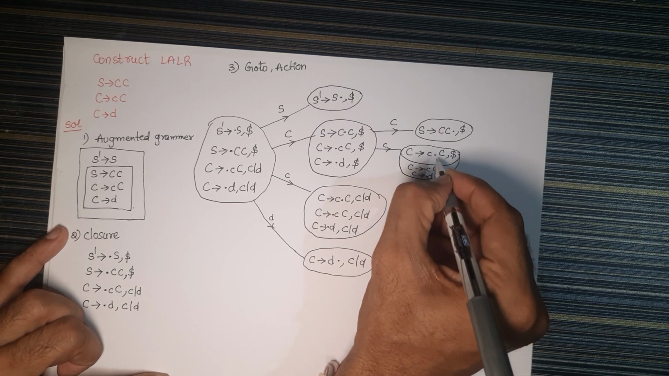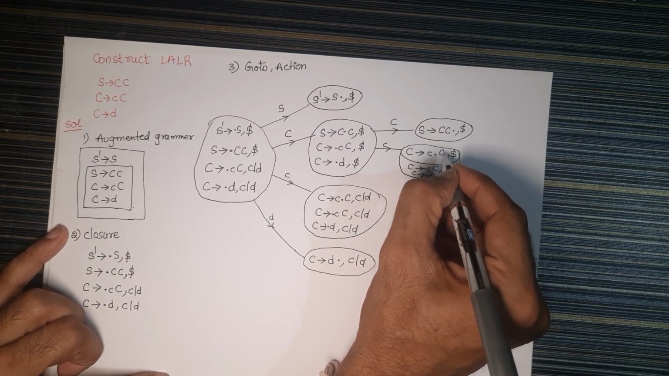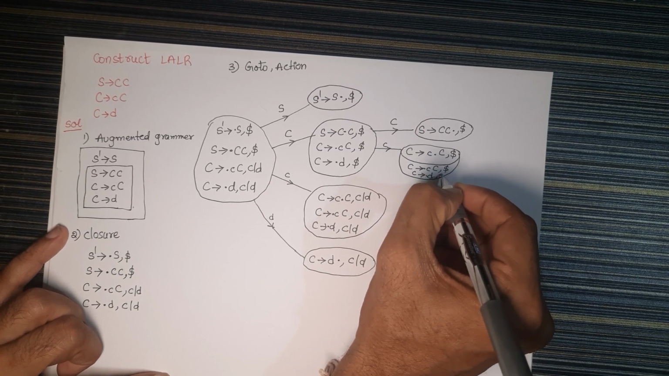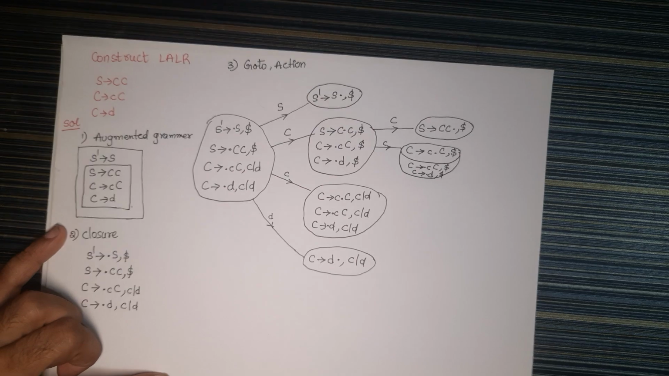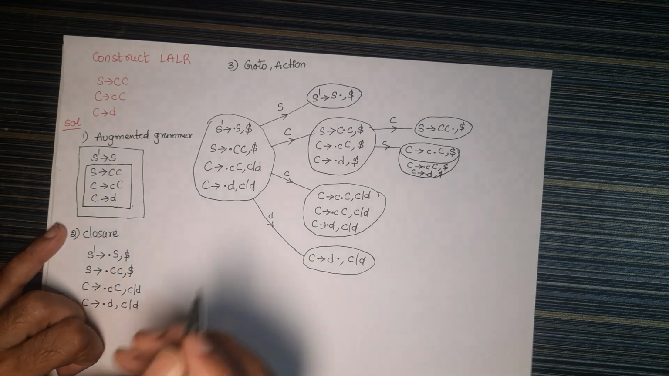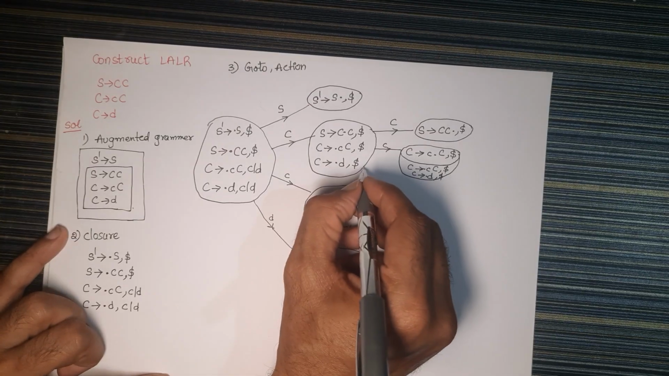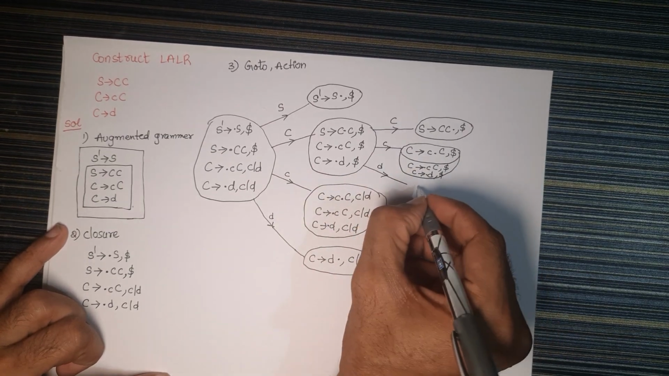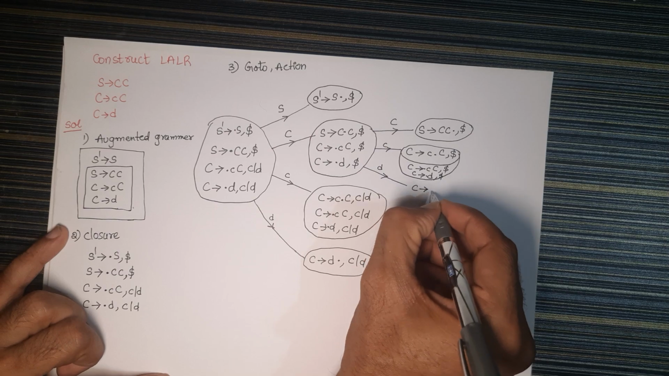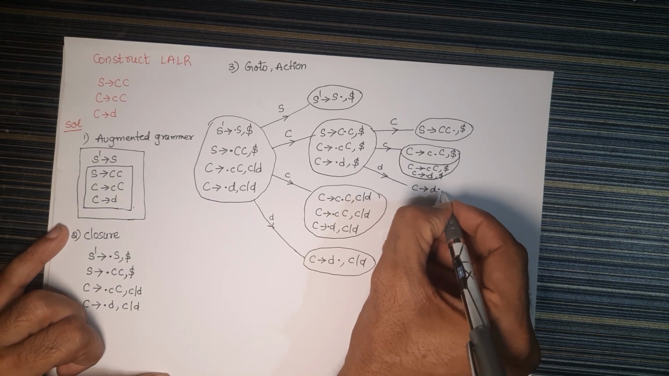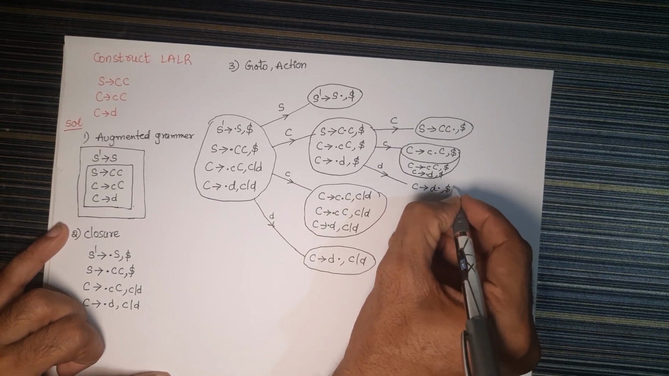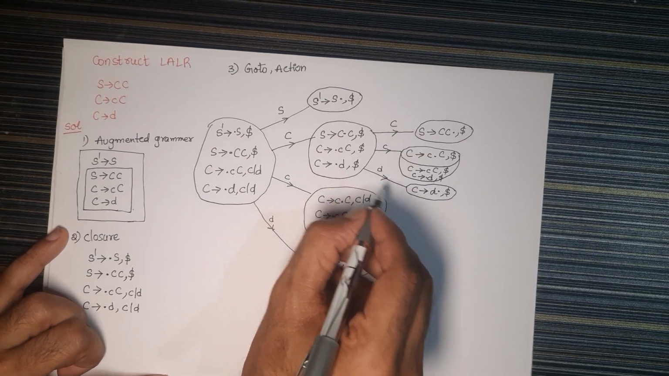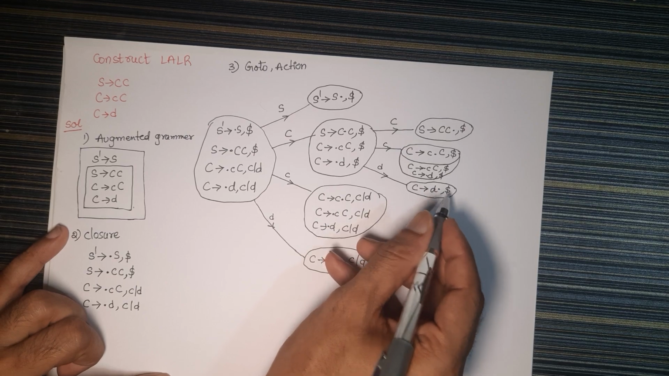Again, how to find this value? The first of dollar is dollar. Okay, first of this one is dollar. So like this we will find the value of the goto of C. Then we are going to find the goto of small d. How to find this goto of small d? C tends to D dot, comma, dollar. Okay, you see, C tends to dot D will become C tends to D dot.